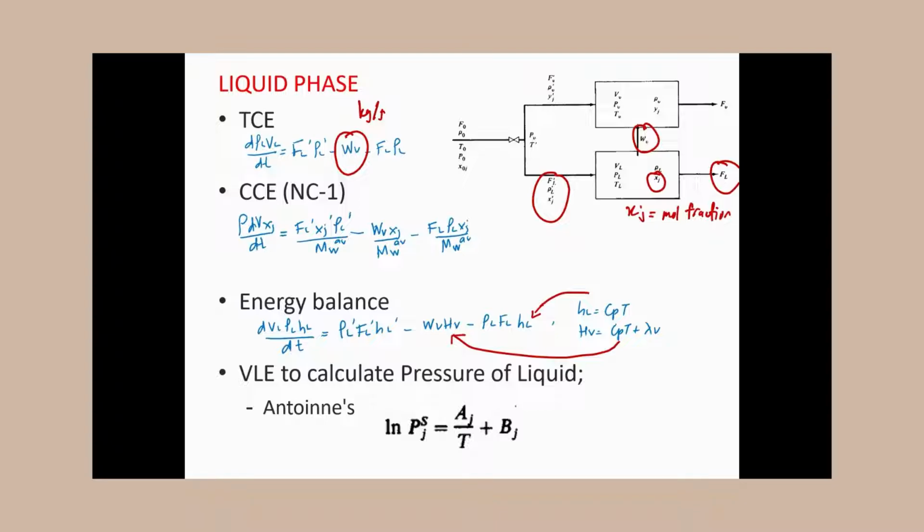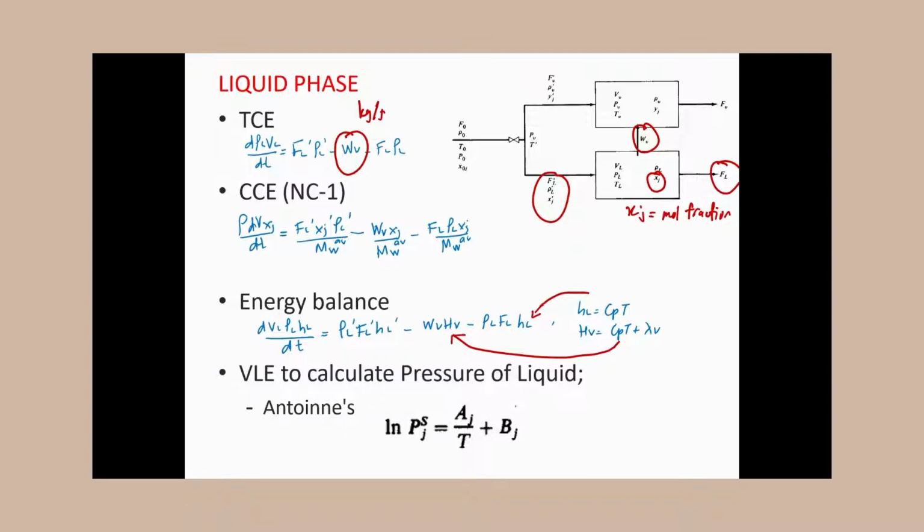Since the rigorous model is a more detailed system, we have to divide it into two different sets of equations. First is the liquid phase and the second is the vapor phase. As you can see from the figure above, for the liquid phase we have 1 inlet and 2 outlets. First, we compute the TCE. We start with d rho L VL over dt equal to FL prime rho L prime minus WV minus FL rho L. The unit for WV is kg per second since it counts as a rate.